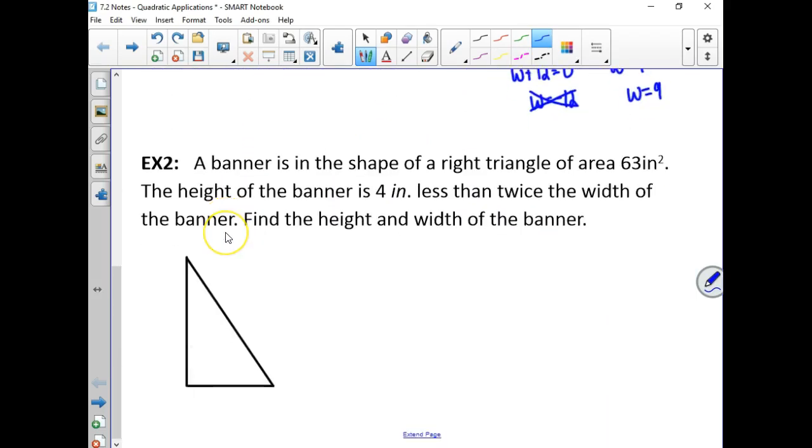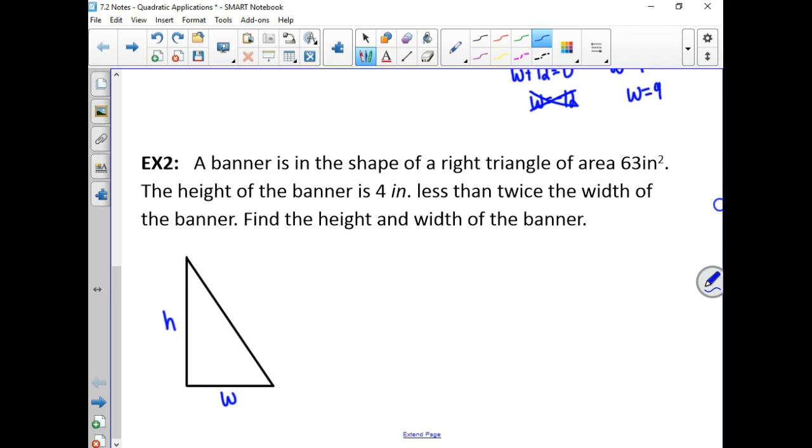Moving on to the second problem, this time we have a triangle. A banner is in the shape of a right triangle, and it has an area of 63 inches squared. The height of the banner is 4 inches less than twice the width of the banner. Find the height and width of the banner. So here they call this the height and the width. Sometimes when we're working with triangles, we'll call that width a base instead, but right here they call it a width, so we'll go with that.